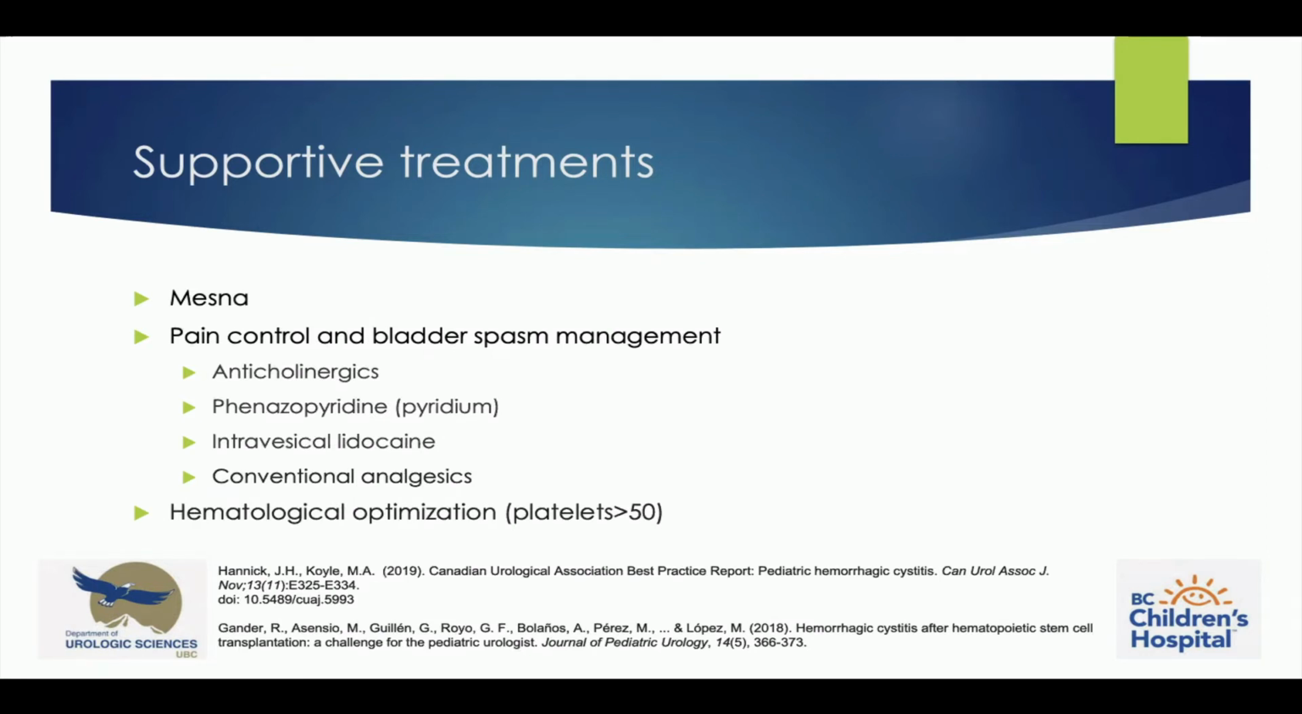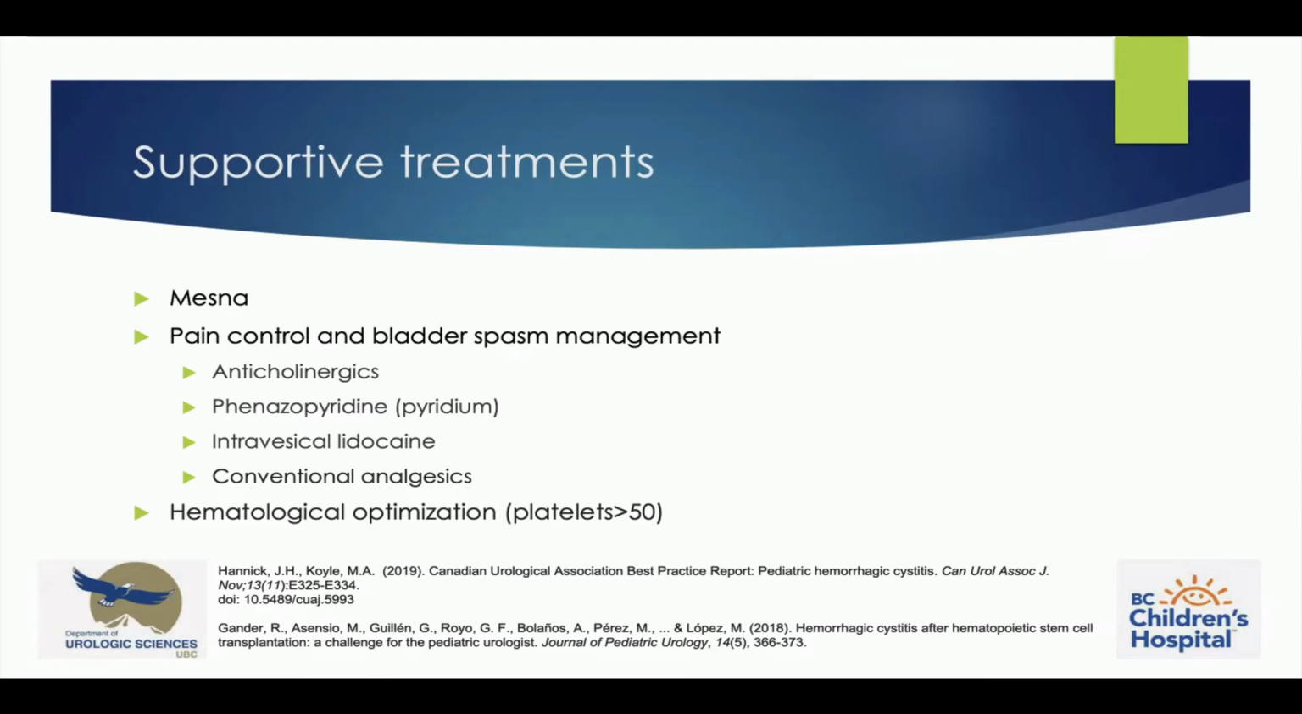Another supportive treatment is MESNA, as we talked about. Of course, hemorrhagic cystitis is a painful process, so pain control and bladder spasm management is important. We can use anticholinergics such as Vesicare, Ditropan, or tolterodine. We can use pyridium, intravesical lidocaine, or conventional analgesics such as morphine. I don't think Advil would be useful because of the thrombocytopenia also.